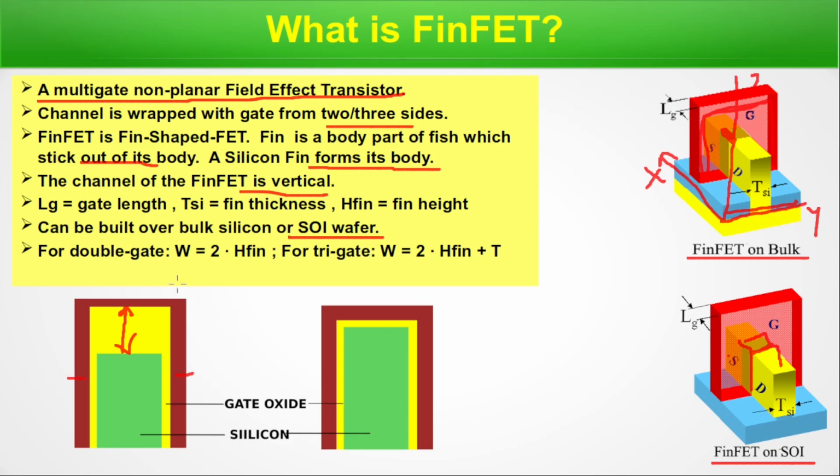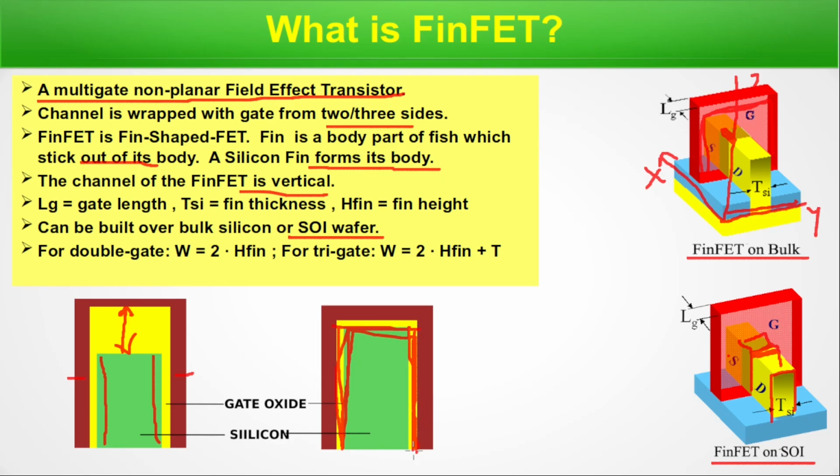Now for double gate, the width is 2 times H fin. For tri-gate, it is 2 times H fin plus T silicon. This is T silicon, the thickness, and this is the height of the fin. For double gate, the channel will be formed on these two sides, and in tri-gate, the channel will be formed on these three sides. So we are done with this slide.